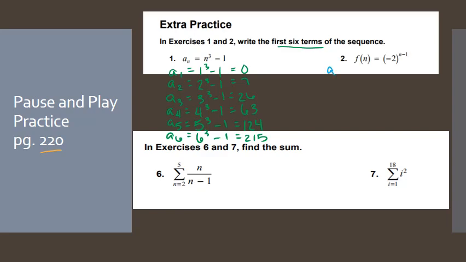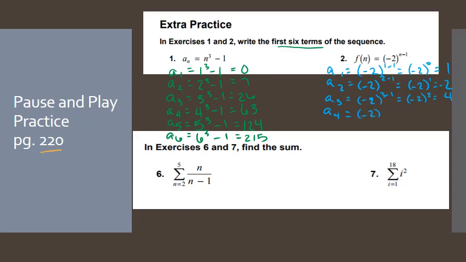So to do 2, same thing. The first term will be 1 plugged in for n. So this would be negative 2 to the 0 power, which is 1. A sub 2 would be negative 2 to the 2 minus 1, which is negative 2 to the 1, negative 2. A sub 3 would be negative 2 to the 3 minus 1, which is 4. Careful of the signs there.